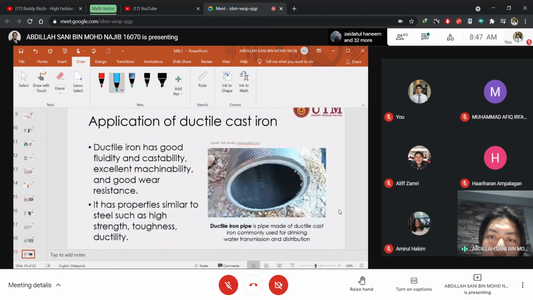So the application of ductile cast iron: it has good fluidity and castability, excellent machinability, good wear resistance. So it can be machined, it can be processed a little bit. Compared to the first two, it has a higher ductility. Of course, by the name ductile, we can understand. We can attribute this to the structure.